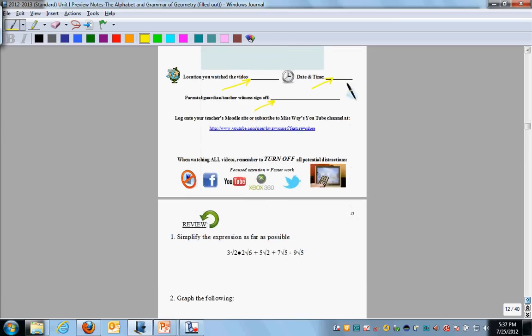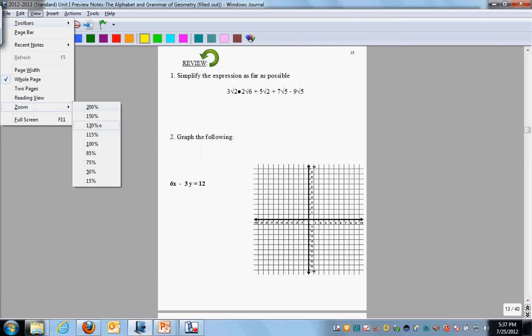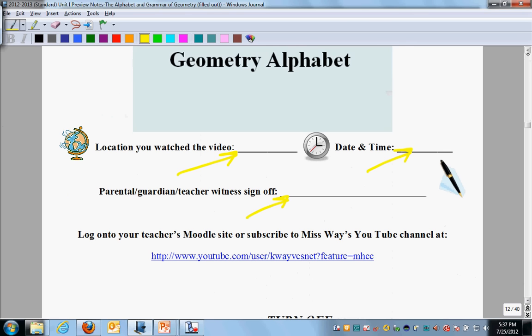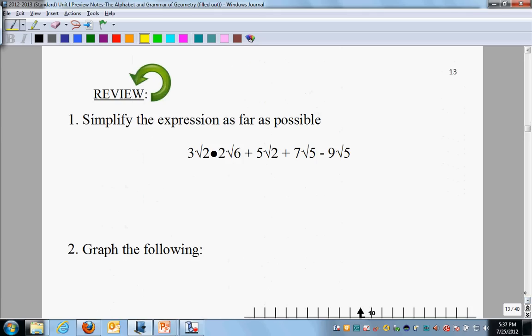Let's start with the review problem. We're going to review a radical problem and graphing. When we deal with radicals, we're going to follow PEMDAS, which means we're going to do multiplication and division before we do addition and subtraction. So we have a multiplication problem right here. We multiply the outer numbers, 3 times 2, which is 6. Then we multiply the inner numbers, 2 times 6, which is going to be root 12.